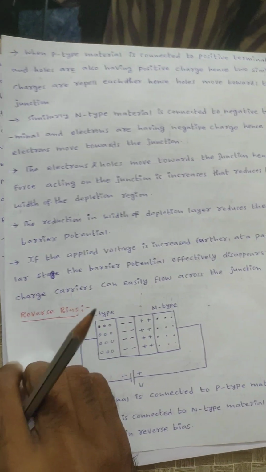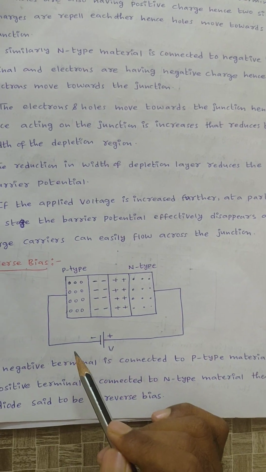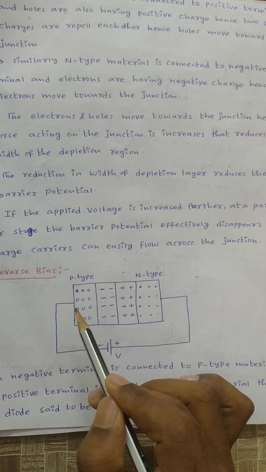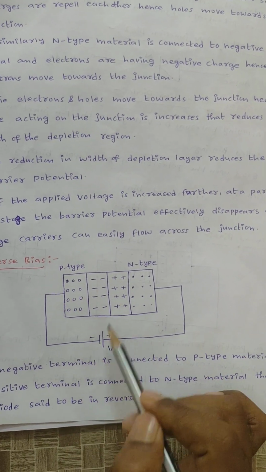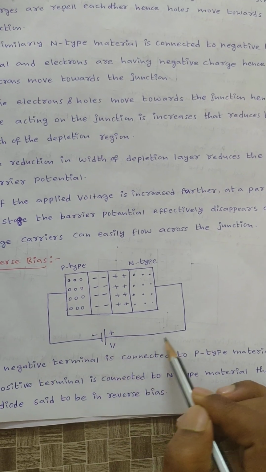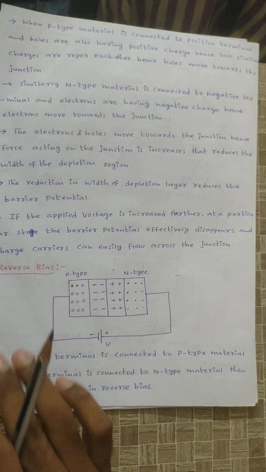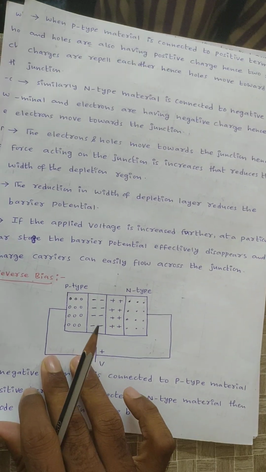Next one is reverse bias. Reverse bias is when the negative terminal is connected to the P type material and the positive terminal is connected to the N type material. Then the diode is in reverse bias.